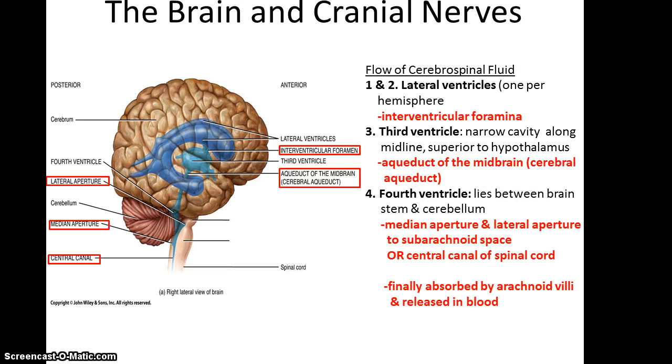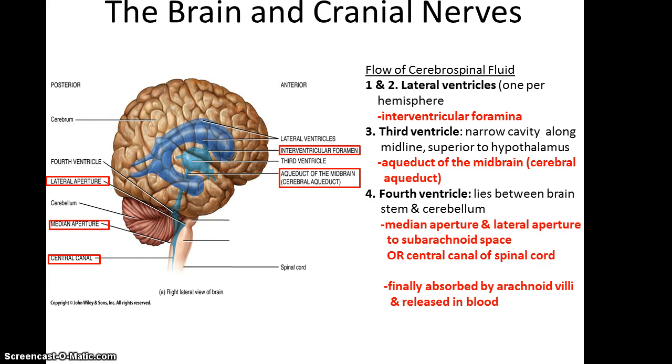Now, these are all connected together because the cerebral spinal fluid is going to flow around the brain and spinal cord. So, the lateral ventricles flow into the third ventricle through the interventricular foramina. Then the third ventricle flows into the fourth ventricle through the aqueduct of the midbrain, also known as the cerebral aqueduct.